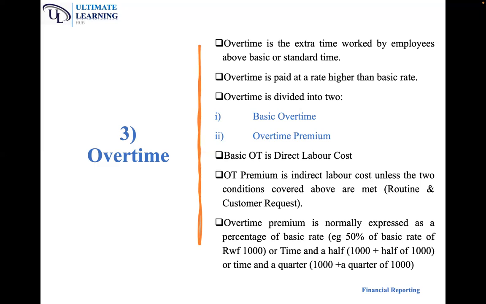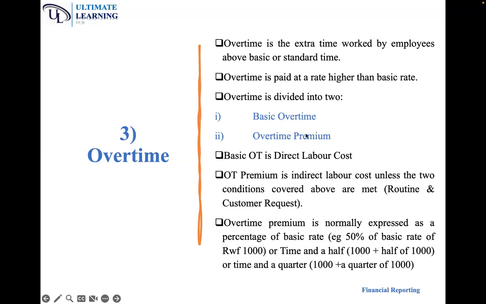So in that case, overtime is being paid at a rate higher than the basic rate. Now, overtime is divided into two. We had already looked at that: basic overtime and overtime premium. For the overtime hours, the hours you are paid overtime, if we multiply them by the basic rate, it is basic overtime.